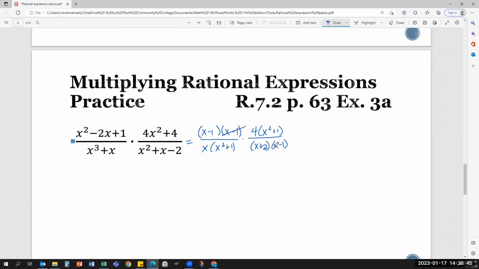So now we have an x minus 1 on the top and the bottom canceling, an x squared plus 1 on the top and the bottom canceling, and nothing else matches. So now I just rewrite everything on the top, multiply together: 4 times x minus 1, and then everything on the bottom, x times x plus 2, and there's the final result.